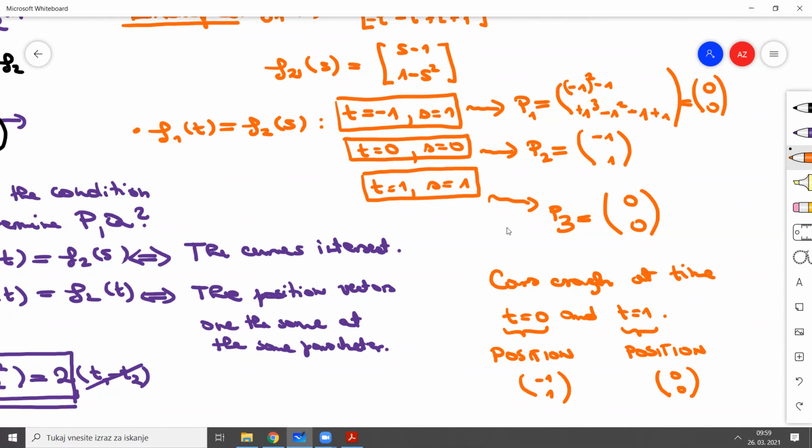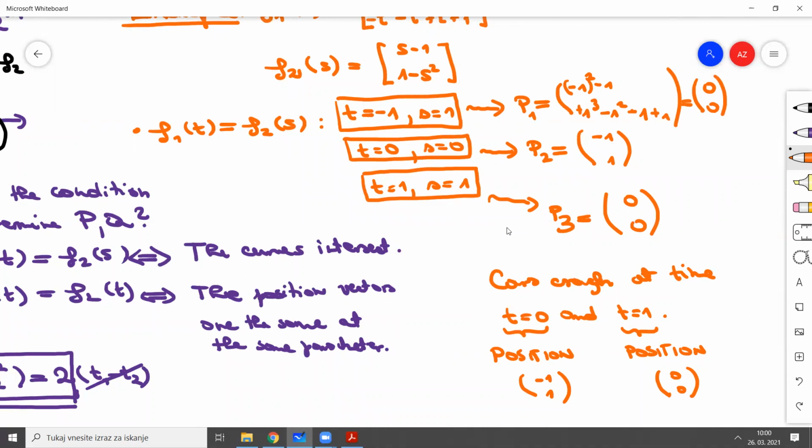So this problem of determining the self-intersections and intersections of curves is very simple. We only need to solve an appropriate system of linear or non-linear equations. Okay, and this is a good point to finish this first hour.